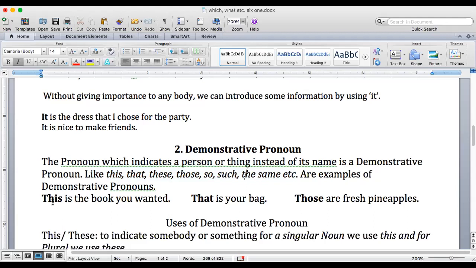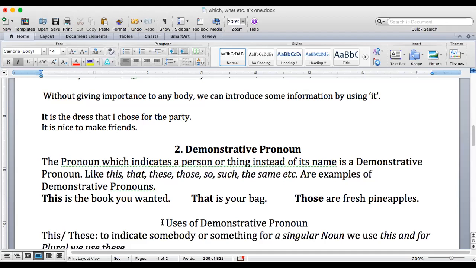Look, here's a sentence. This is the book you wanted. Okay, which book? This is the book. That is your bag. Which bag? That is your bag. And those are fresh pineapples. What are they? Those. Which pineapples? Those fresh pineapples. So they demonstrate where they are, okay? Demonstrate means to show something, indicate something, where it is.